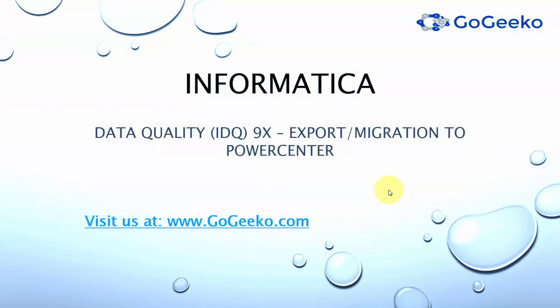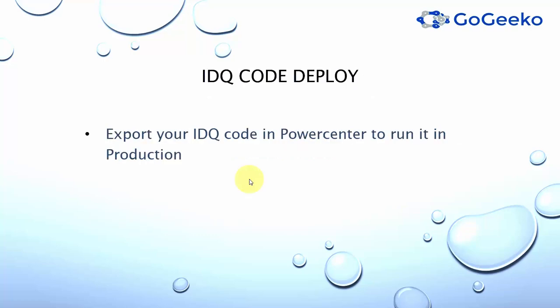In this video, we will cover how to export or migrate your Informatica data quality mappings or code into the Powercenter. Generally, what I have seen is that developers develop the code within IDQ, but when it comes to making it production ready or to run it in production, they deploy the mappings into the Powercenter.